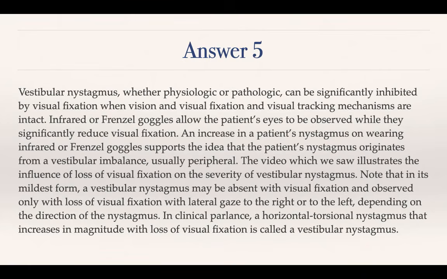In clinical practice, a horizontal torsional nystagmus that increases in magnitude with loss of fixation is called a vestibular nystagmus. So, if we say I saw a vestibular nystagmus in this patient, what it means is I saw horizontal torsional nystagmus, not pure horizontal, not pure torsional, not pure vertical. It is a horizontal torsional nystagmus, and that nystagmus increased in magnitude with loss of fixation. So when you use the term vestibular nystagmus, you are talking about a horizontal torsional nystagmus that increased in magnitude when the fixation was removed.